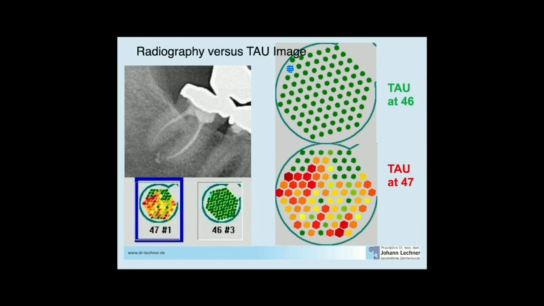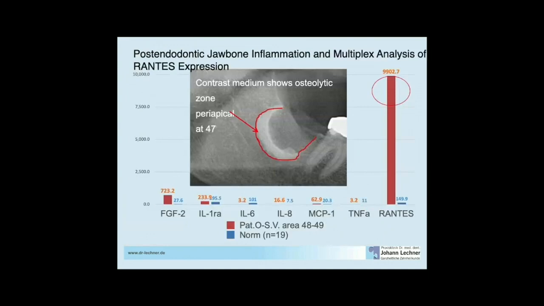Second case, again a root filling. We see a little overfilling here. But impressively, healthy tooth is green. This tooth is red again. Here, red and yellowish. Here, taking out this tooth, this area is marked by a contrast medium. The bone was totally soft. We could scrape out this area easily, send a sample to the lab, and the result is 9,972 RANTES expression. So it's a chronic focus, proven by the lab analysis of this RANTES expression.